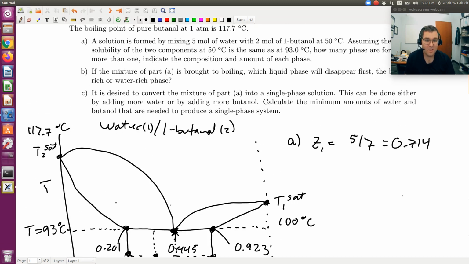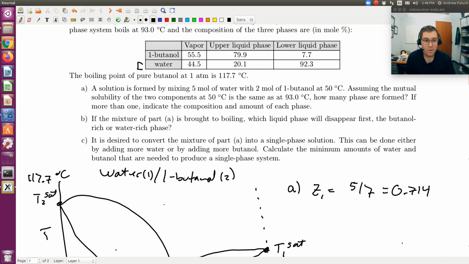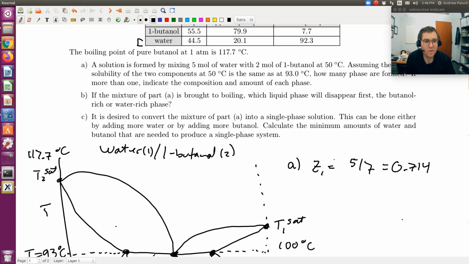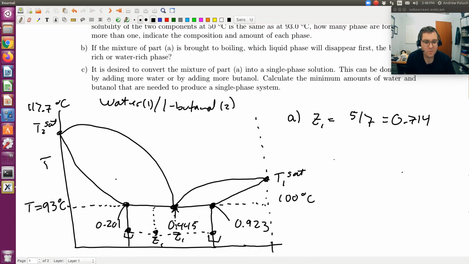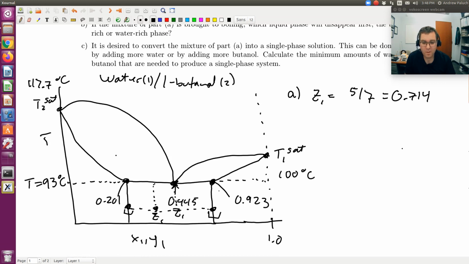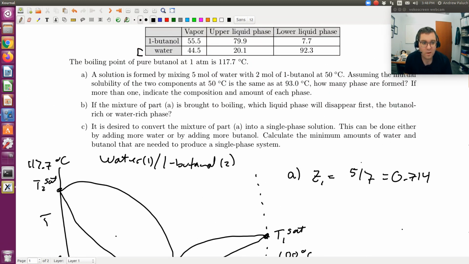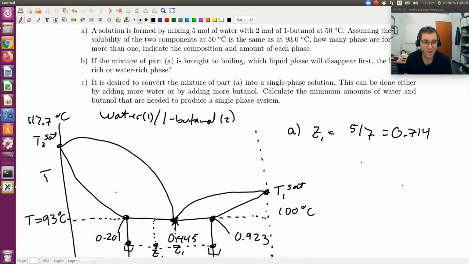Okay, so how many phases form? 2. I'm going to be in the liquid-liquid region. What are the compositions of each phase? What are the compositions and the amounts of each phase? Well, I'm going to have to do a simple balance. Okay, so basically, right, because it wants amounts. How many phases are formed? Indicate the composition amounts of each phase. Okay, so I'll get this eventually.